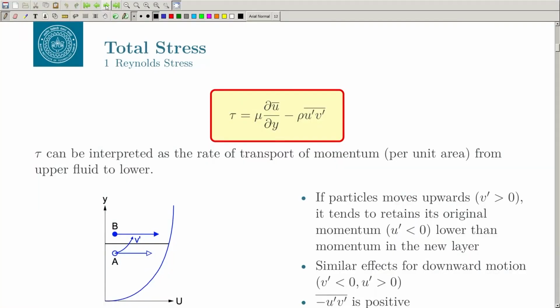So, we had discussed that now the stress can be written as the summation of both the viscous stress, which is mu del u bar by del y, and then there is a turbulent stress which is given by minus rho u prime v prime bar. So, let us discuss a little bit more about this Reynolds stress before we go to the compressible Rayleigh equations.